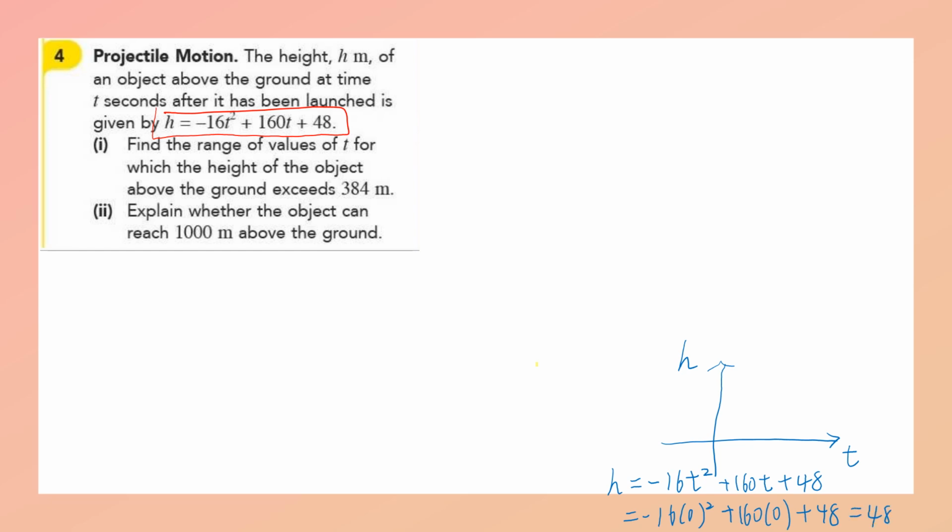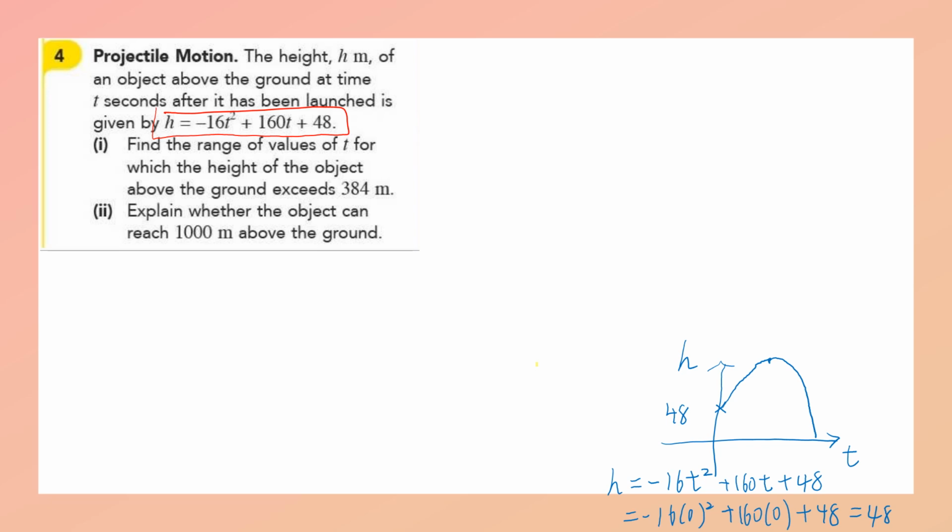So what happened is that the object is at 48 meters above the ground before it was being thrown in the air. That is t equals 0. Right, so probably it's someone holding it in the hand, and then you imagine that we throw the ball up to the air, and then you will reach the highest point, and then you'll come down to the ground.